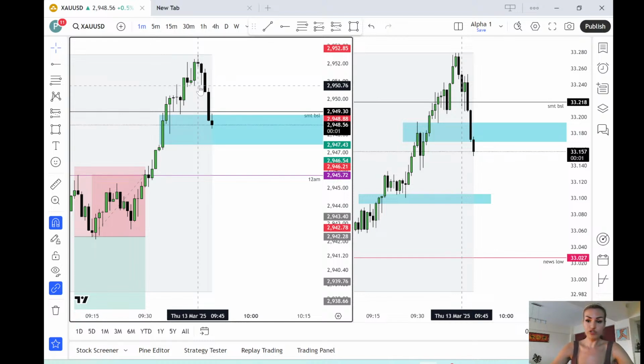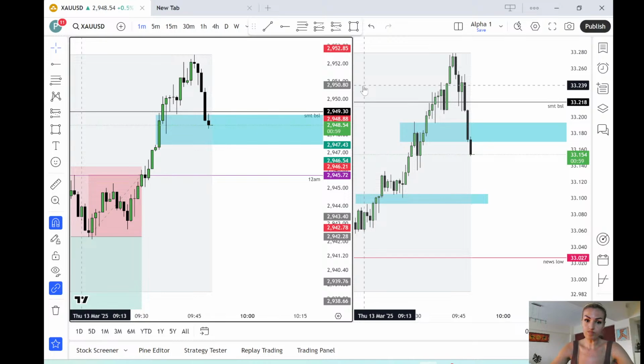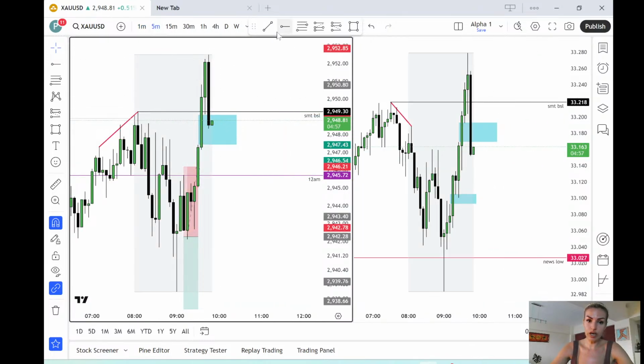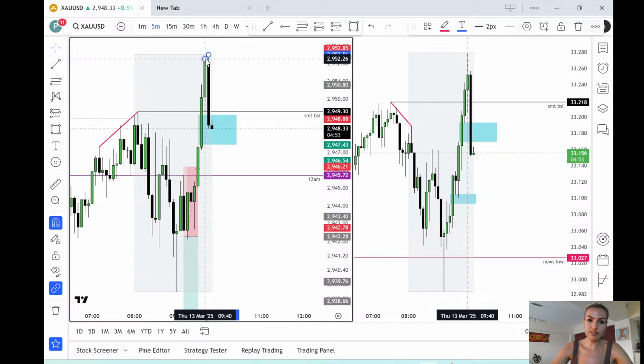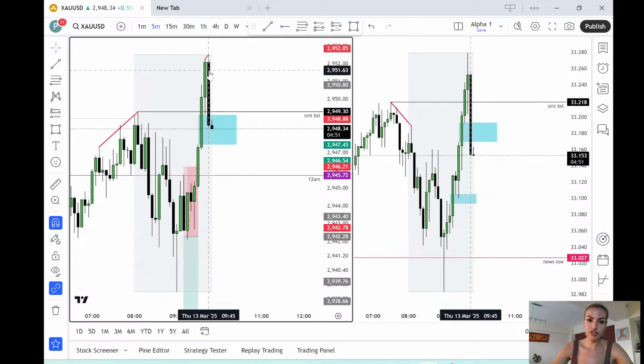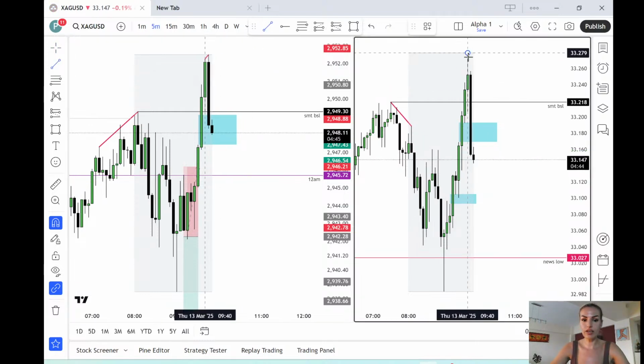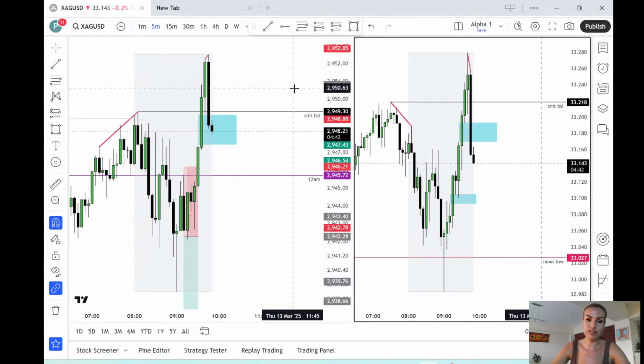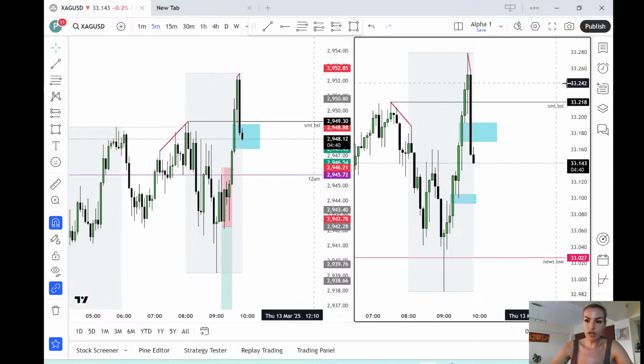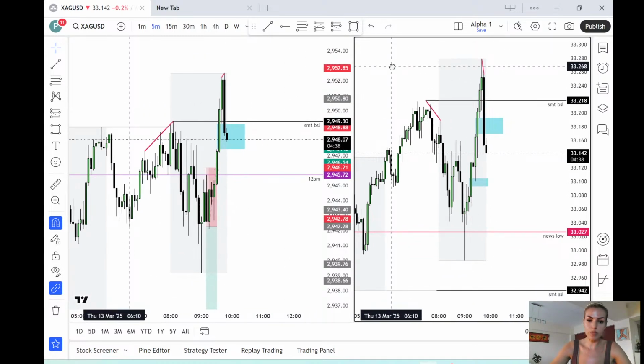Someone's asking here in the chat if we have an SMT, if we have a short. Based on my rules, we don't. I do see what you're talking about here, about these two candles. The candle that just closed 10 seconds ago created a higher high on gold, whereas on silver it did not. We might actually see price starting to reject, but based on my rules, I don't have a setup yet.